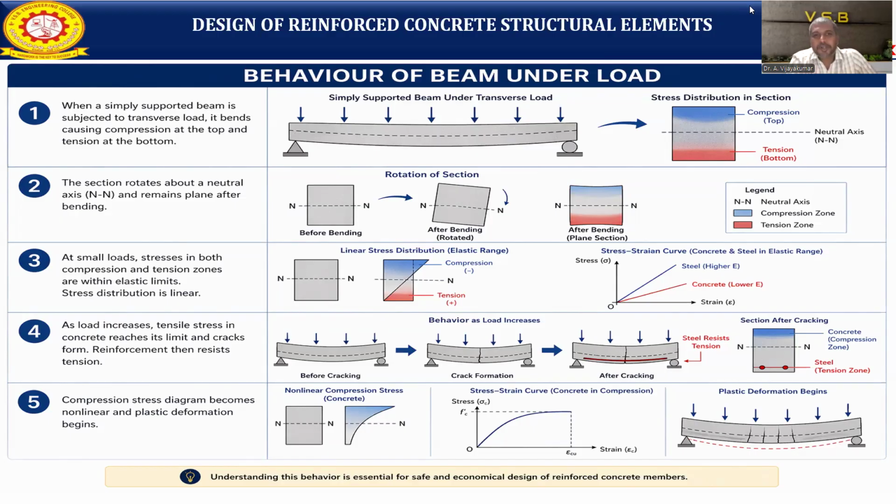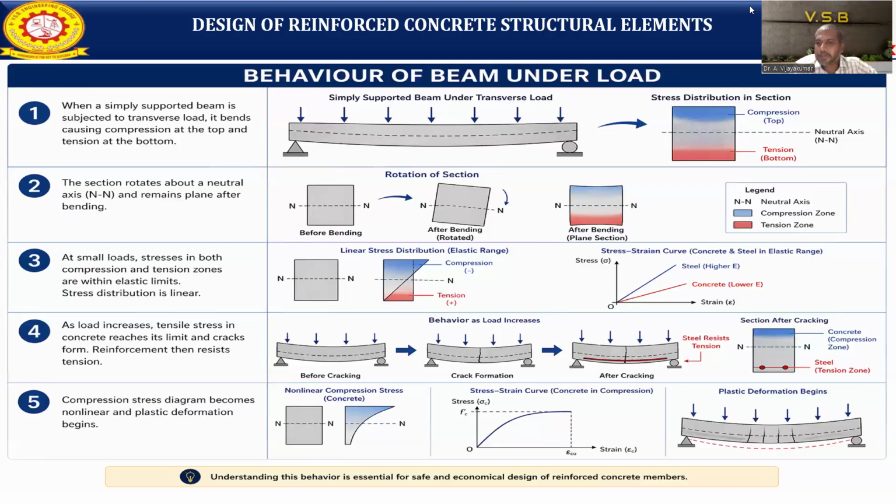When you see the simply supported beam, we start to apply the load and it starts to bend. In between, the dotted line is called the neutral axis. Above the neutral axis is compression and below the neutral axis we have tension. This is the stress distribution for a rectangular beam. The second point is that the section rotates about the neutral axis, N and S, after the loading is applied, but the plane remains constant. Before bending, nothing happens. When you start to apply load, the new N and S starts rotating after the plane bending.